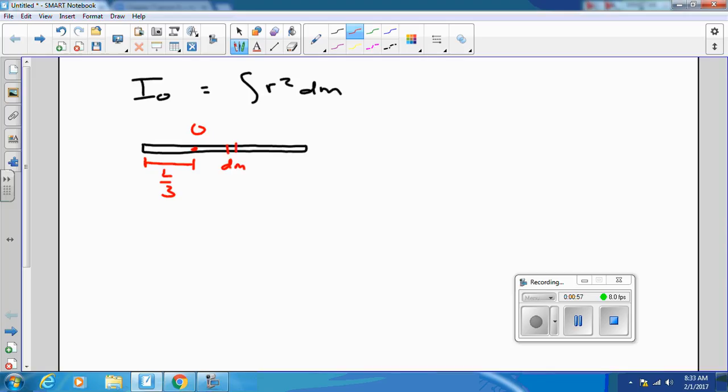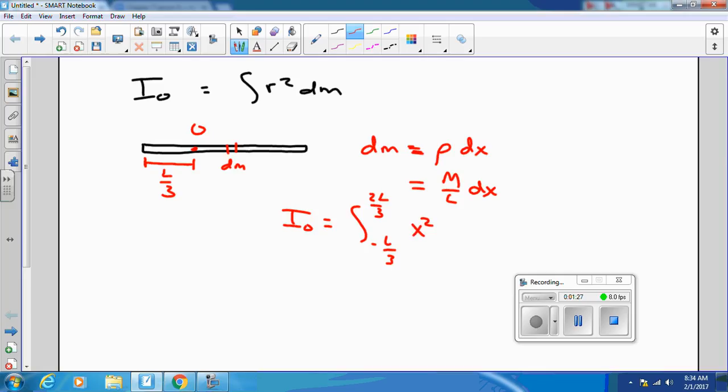We create for ourselves a representative element. We set our origin at O, and we say that dm is equal to density times dx, which is equal to M over L times dx. And therefore, the moment of inertia about point O will be an integral from negative L over 3 to positive 2L over 3 of r, radius squared, times dx.